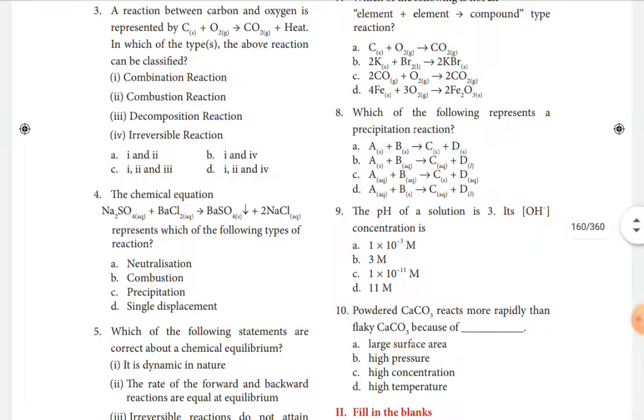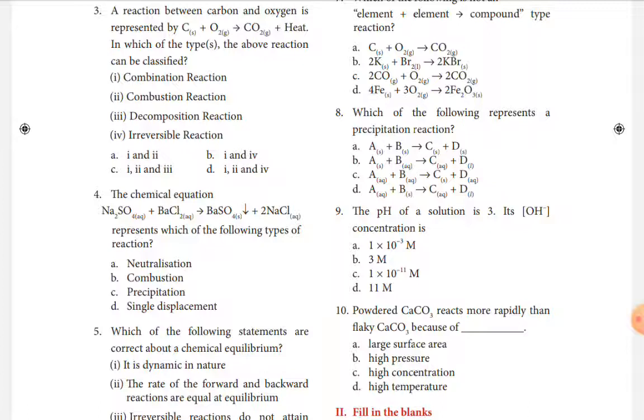Then, which of the following represents a precipitation reaction? A precipitation reaction means that on the product side, one of the products should be solid, and the reactants are in the form of aqueous solutions. So option C: A aqueous plus B aqueous gives C solid plus D aqueous. Option C is the answer.